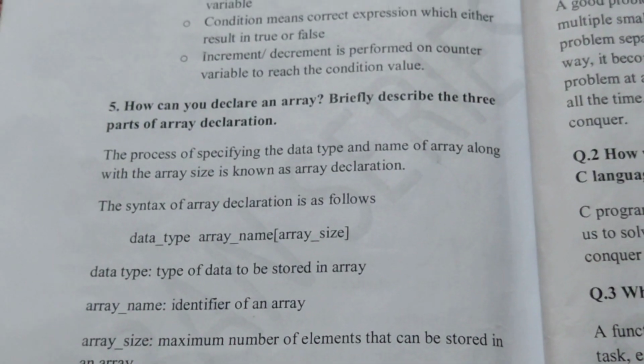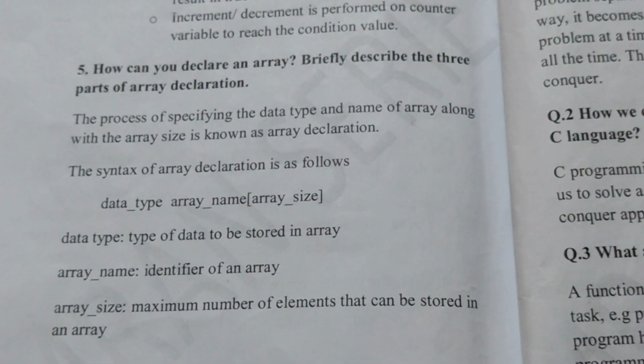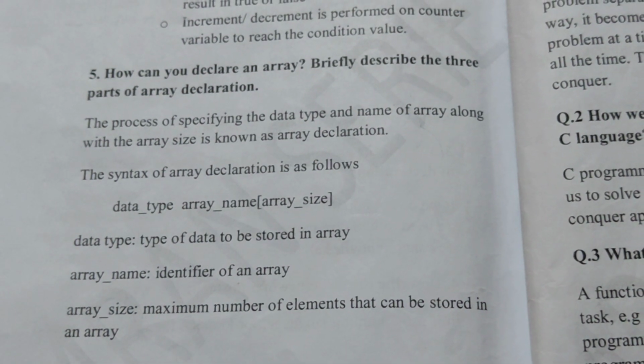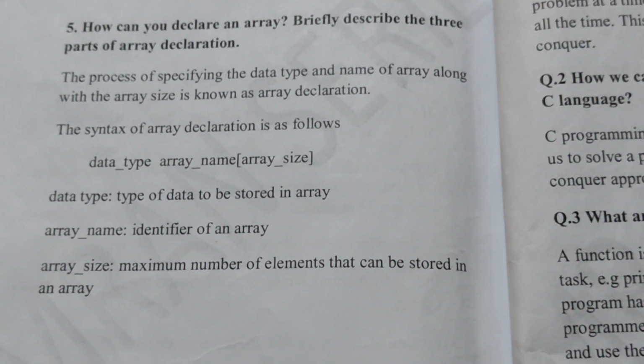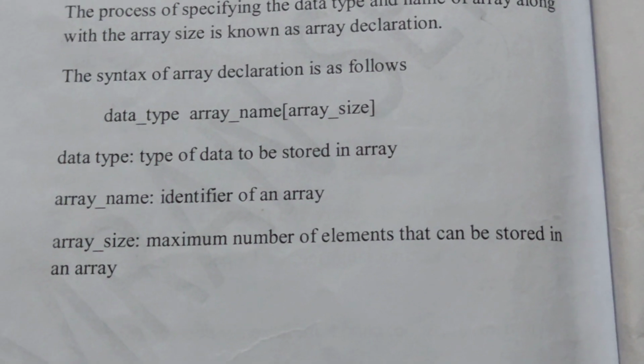Question number 5 is, how can we declare an array? The process of specifying the data type and name of an array along with the array size is known as array declaration. The syntax of array declaration is as follows. Now I'm going to pause the video for 15 seconds.